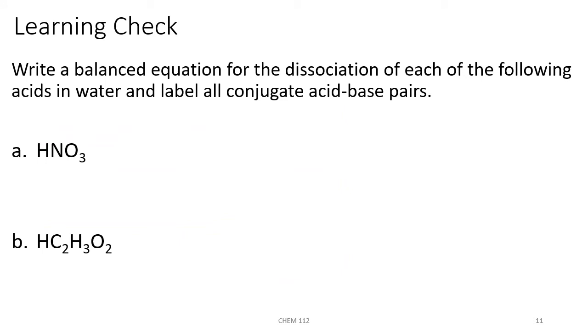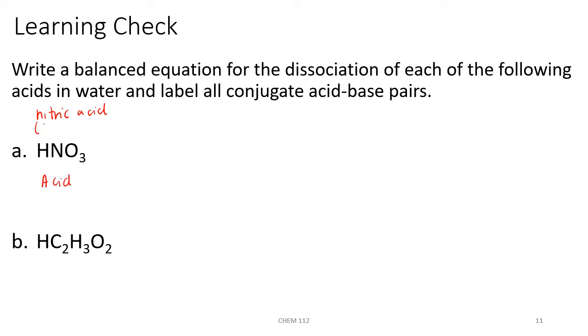So this time, without actually drawing out Lewis structures, let's practice writing balanced equations for the dissociation of the following acids in water, and then labeling the conjugate acid-base pairs. So in the first one, we have HNO3, which is nitric acid. And we're being told that this species is going to act as our acid.